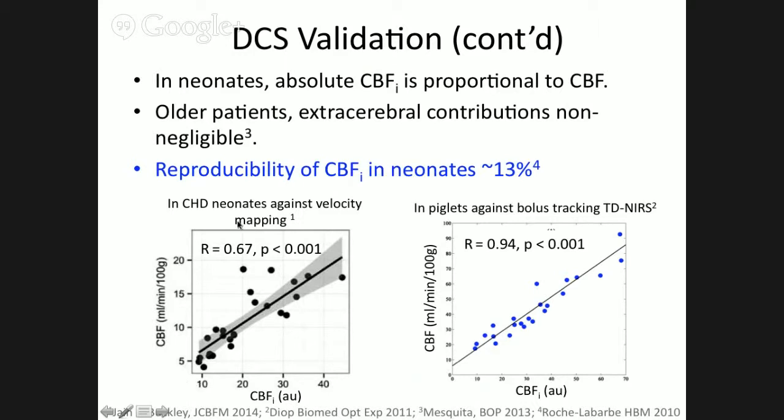In older patients, the effects of extracerebral contributions are no longer negligible, and so we have not observed correlation between blood flow index and blood flow in these patients. But with improved modeling, I'm positive we can get there, and we're working on it as we speak. And then with DCS, we see a reproducibility of this blood flow index of about 13% in the neonates. And again, reproducibility meaning standard deviation over the mean of multiple measurements.